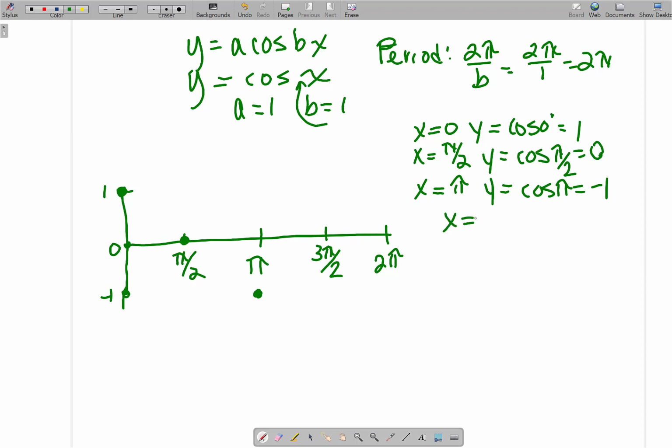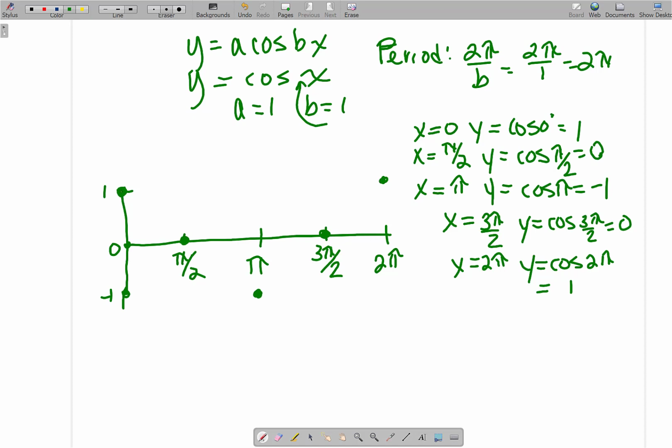Now let's do x equals 3 pi over 2. Again, we're just trying each of these values listed below. We would have y equals the cosine of 3 pi over 2, or 270, and the cosine of 270 is 0. So at 3 pi over 2, we're at 0. Lastly, we try x equals 2 pi in the equation. Y would equal the cosine of 2 pi, which we know is equal to 1. So at 2 pi, we will be at 1.